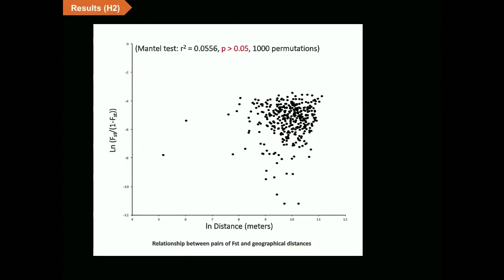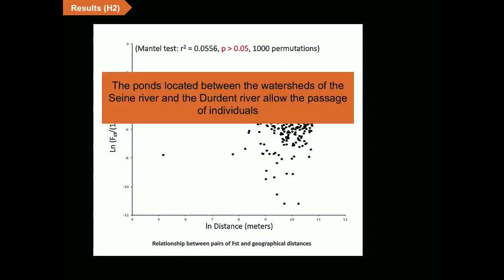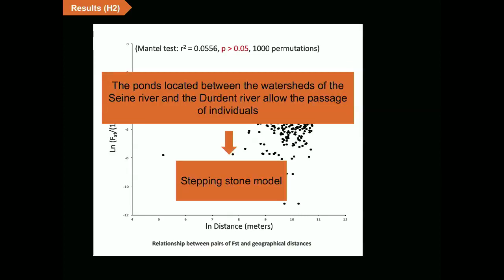And finally, we have not found a significant relationship between the FST, the genetic coefficient of differentiation, and the distance. So, the ponds located between the watersheds of the Seine River and the Durand River allow the passage of individuals. It's a very important thing. And we probably have a stepping stone model.